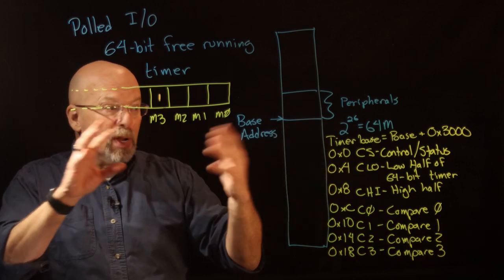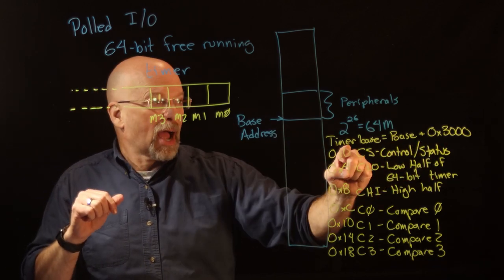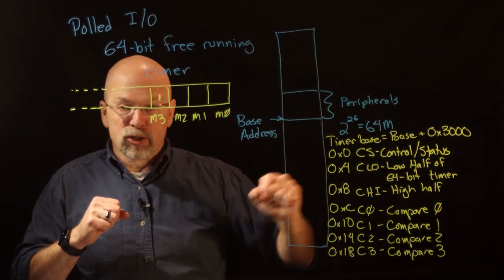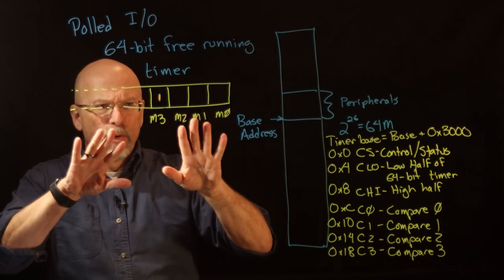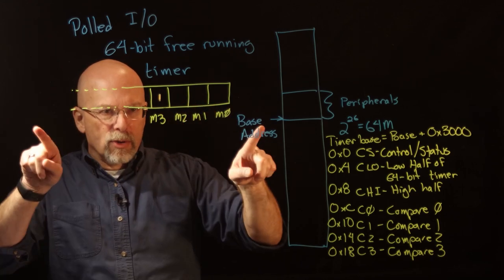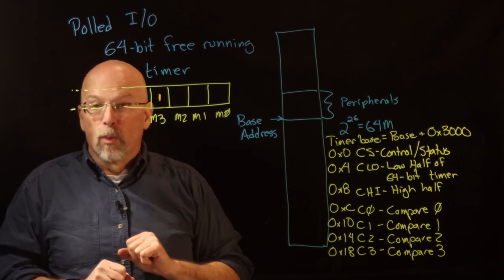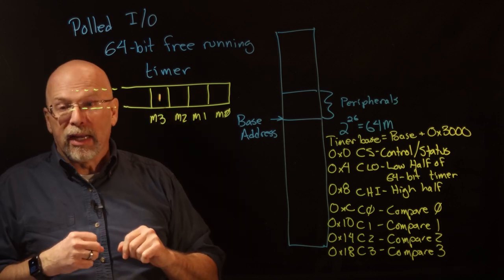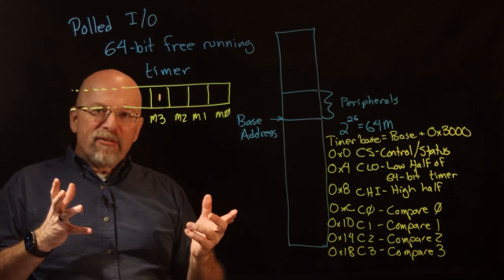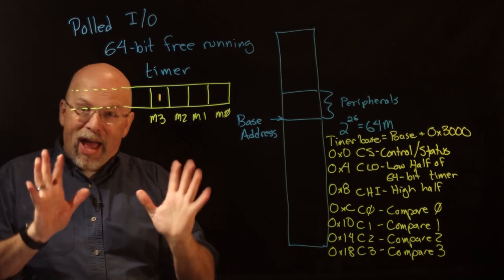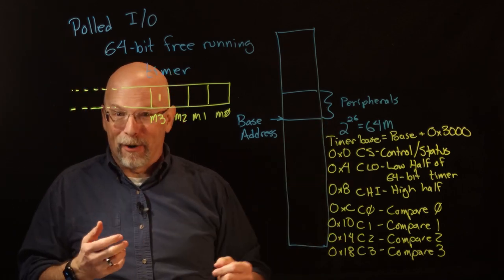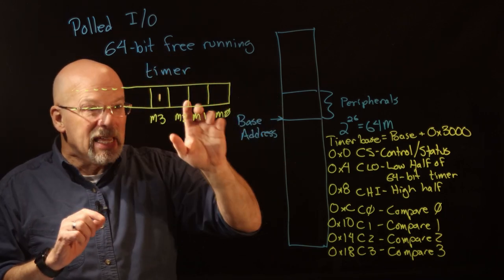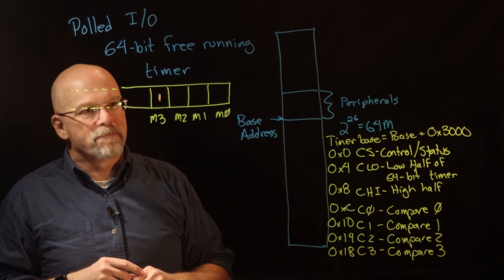What I do is I read from the timer base plus 0. That'll bring in the control status flags. I do a bitwise AND with zeros in all positions except M3, where there's a 1. If the result is equal to 0, I know that M3 is not set yet. If, however, it's equal to a 1, I'll know, hey, I've got a compare. So, bitwise operations are really cool to be able to see which of these flags are set.